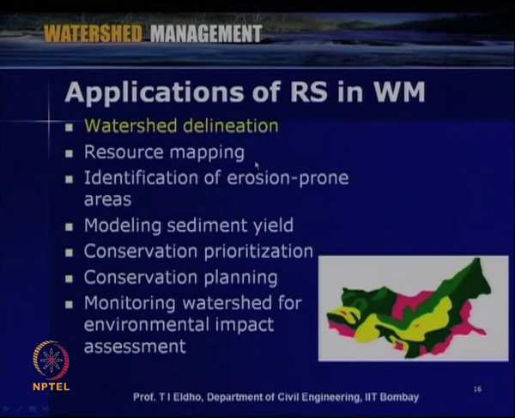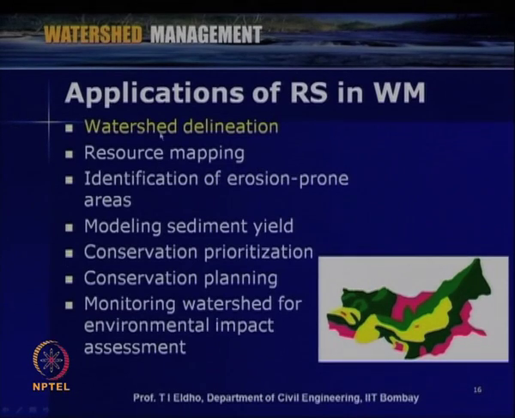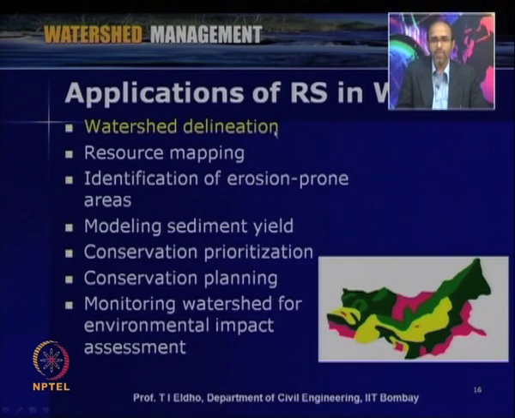So now let us come back to watershed management. How can remote sensing be effectively utilized either in the development of watershed management plans, the implementation, or the evaluation? In this slide I have listed various applications. First one is watershed delineation. We have already discussed watershed delineation in one of the previous lectures. We can obtain the remote sensing data, process it, and with the help of the topo sheet and other maps, delineate the watershed in software like ArcView or other GIS software.